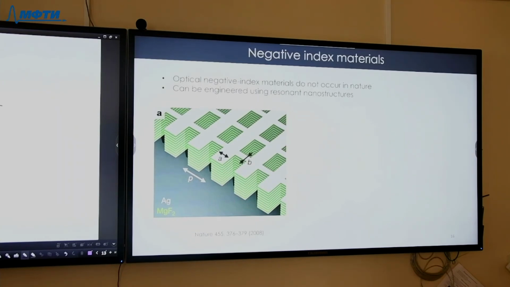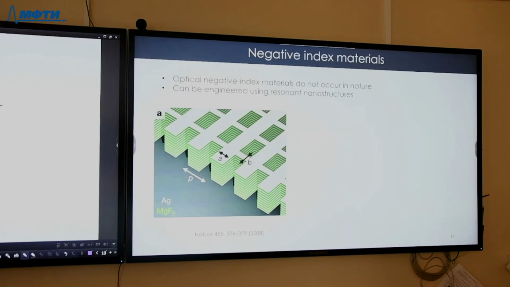And to the best of my knowledge, negative index materials with isotropic negative epsilon and mu do not occur in any wavelength region, at least down to microwaves. So if we want to have a negative index material in the visible range, we need to engineer it. There are many ways to engineer it, but generally we need to utilize some resonance structures that induce electric resonance and magnetic resonance at the same time.